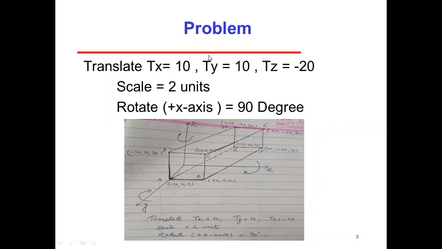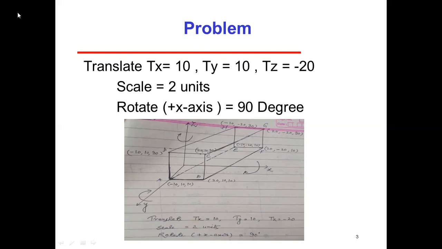Okay, so here the diagram is given already. It is a cuboid and different vertices are available here with their coordinates. You can see A minus 10, 10, 10, B 20, 10, 10, C 20, 10, 30, D minus 10, 10, 30. Similarly, E, F, G, H. You can see in the diagram. Okay, so everything is available here, and then first you have to apply the translation.